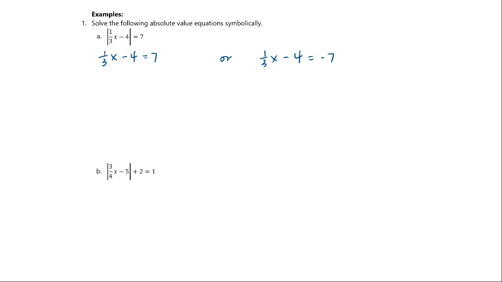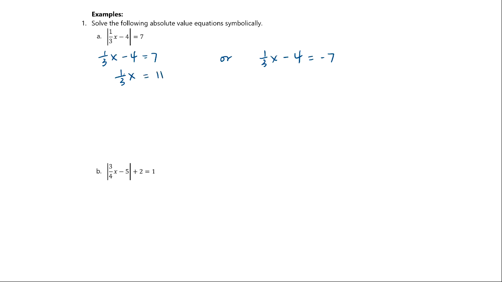If we want to solve this type of problem, this becomes very similar to what we did when we reviewed linear equations and when we talked about compound inequalities. We have different scenarios to work with, and we can solve each scenario individually first and combine the results. So the first possibility is just the expression equal to 7. To solve it, we can add 4 on both sides. We would get 1/3 x is equal to 11.